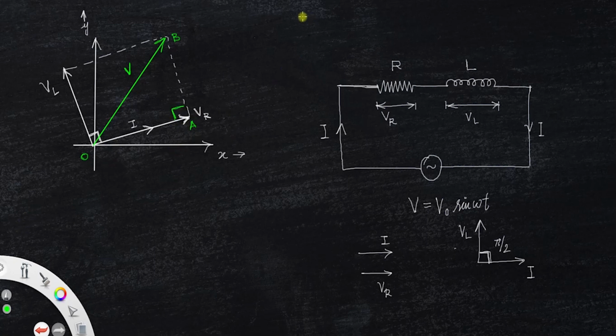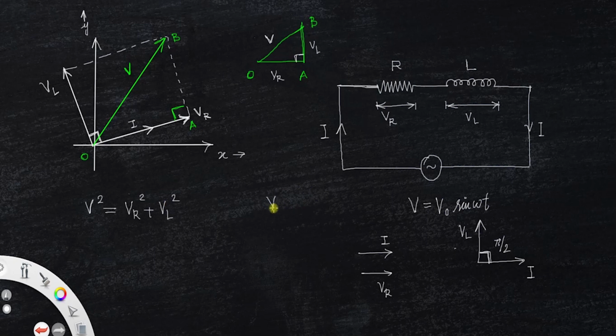Now I draw this triangle here. This is O, this is A, and this is B. This length is VR, this length is VL, and we have angle A equal to 90 degrees. So OB is the resultant. How can you find the relation between VR and VL? We can use the Pythagoras theorem. Clearly, V square is equal to VR square plus VL square.